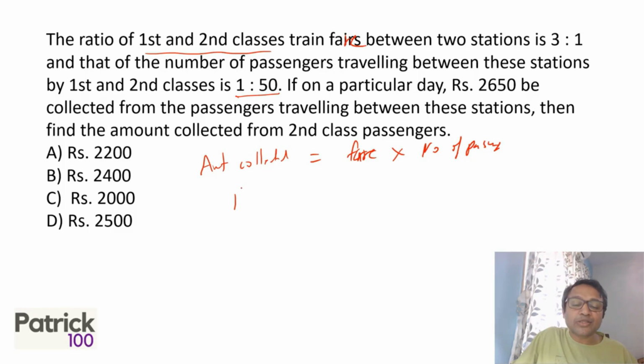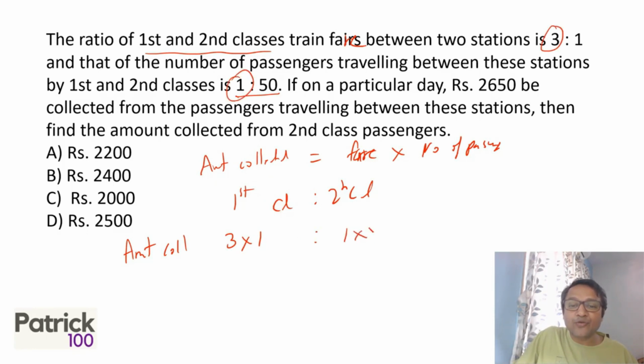So if I look at the ratio of first class to second class, the amount collected will become 3 into 1. So assuming 3 is the fare and 1 is the number of persons, 3 into 1. In the second class, it will be 1 into 50. So the ratio is 3:50. Now 3 and 50 together is 53, and 53 total stands for the amount 2650.